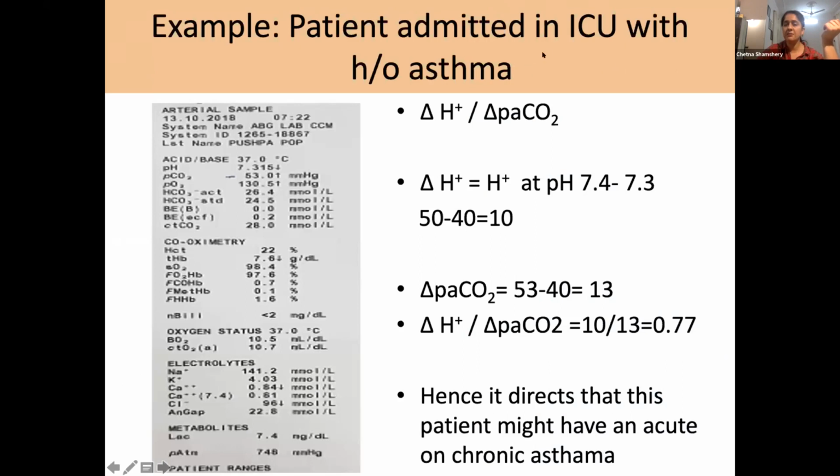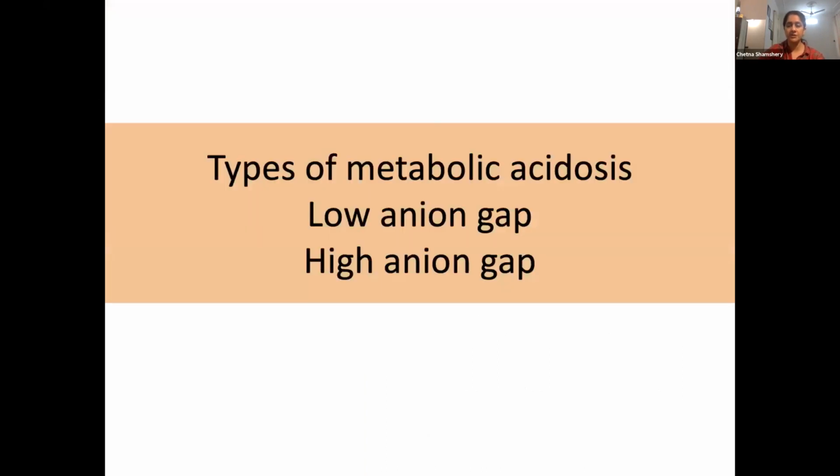So this is a patient admitted in the ICU with a history of asthma. So this patient must be a chronic patient of asthma with an acute exacerbation of asthma. So this is how you determine the type of respiratory acidosis.